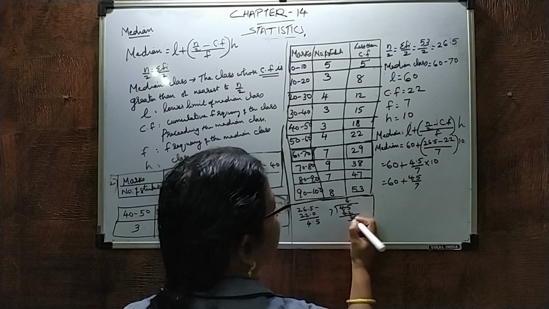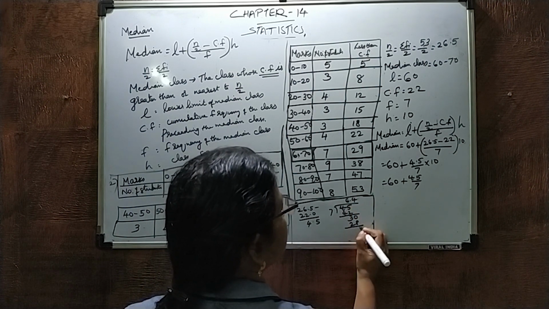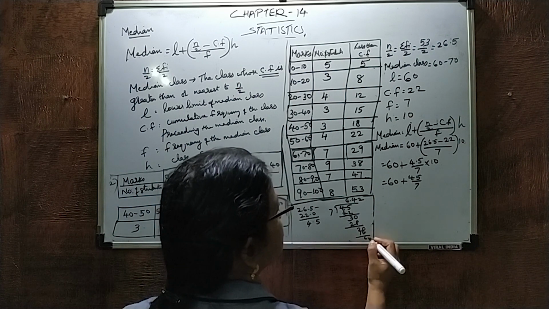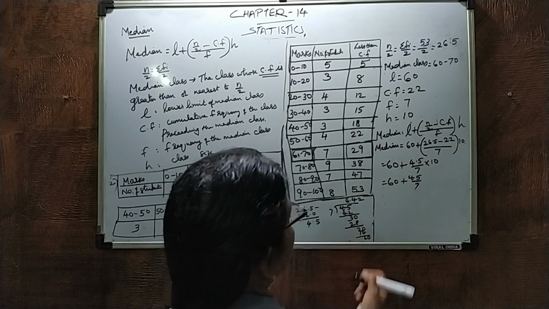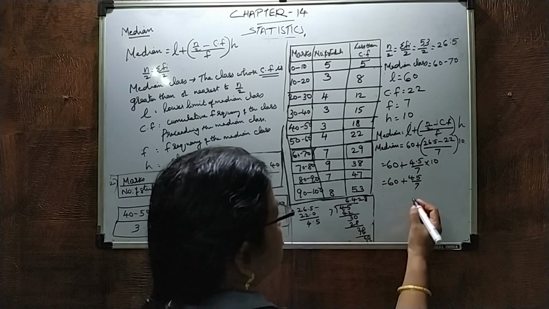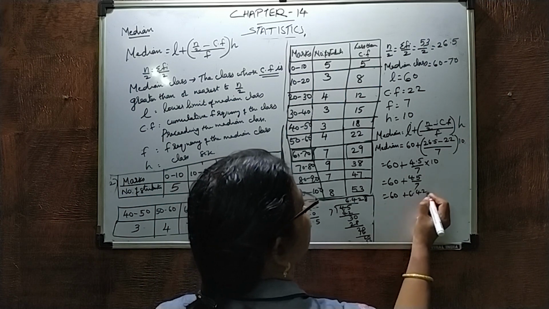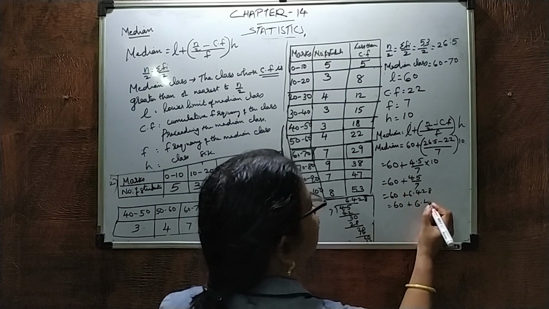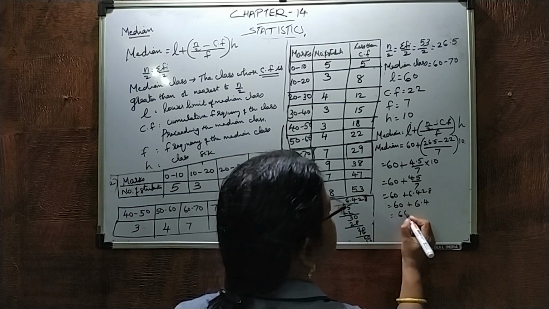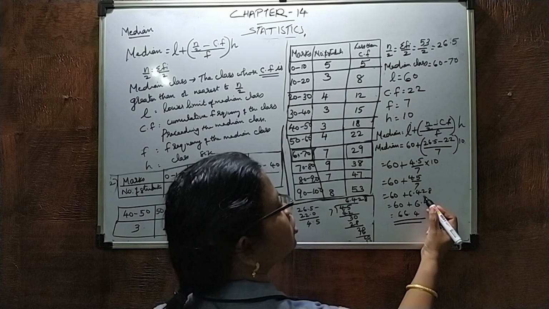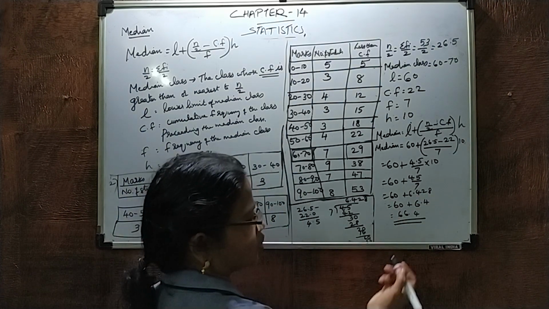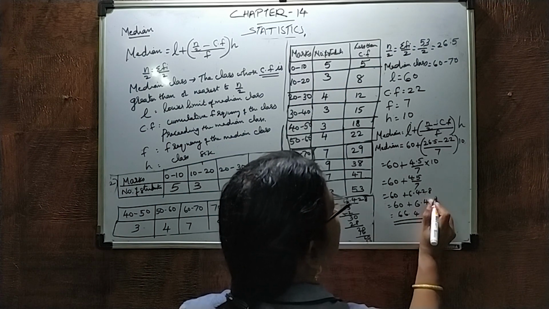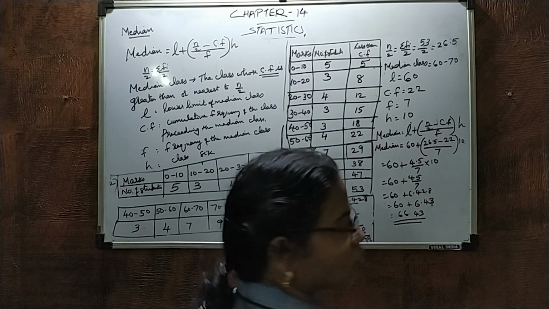45 divided by 7 gives 6.428. So 60 plus 6.4 it will be, that means 66.4. I have taken approximation here because the next digit is 2, which is less than 5. Otherwise, if you want to take up to the second decimal, it will be 66.43. So 66.43 will be your answer.